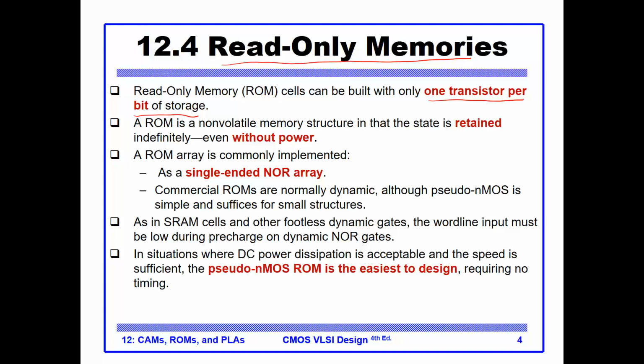And the preferred structure is the NOR array, although NAND array is used in Flash, so we will explain the two of them. We can implement those NORs or NANDs using dynamic gates or pseudo-NMOS gates. Both are used in VLSI designs.